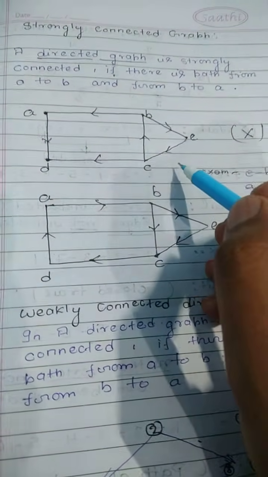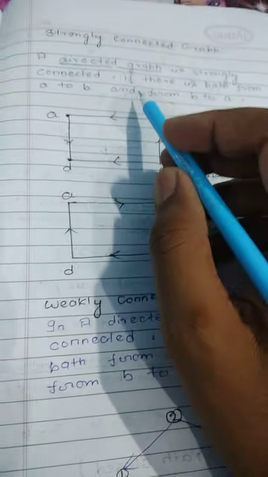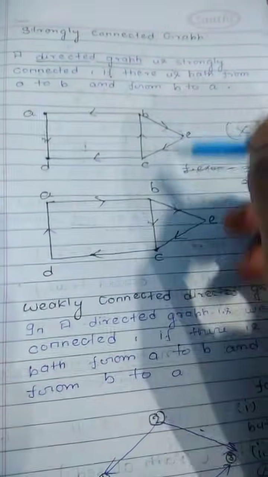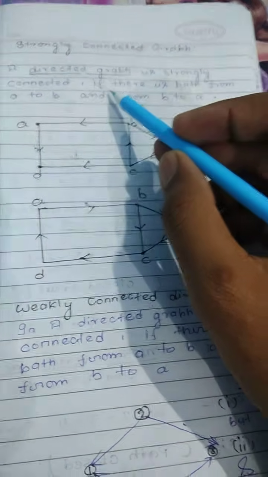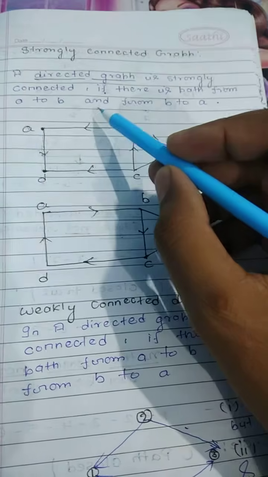Let us start the new topic of graph theory, a strongly connected graph. Let's see the definition of a strongly connected graph. A directed graph is strongly connected if there is a path from A to B and from B to A.